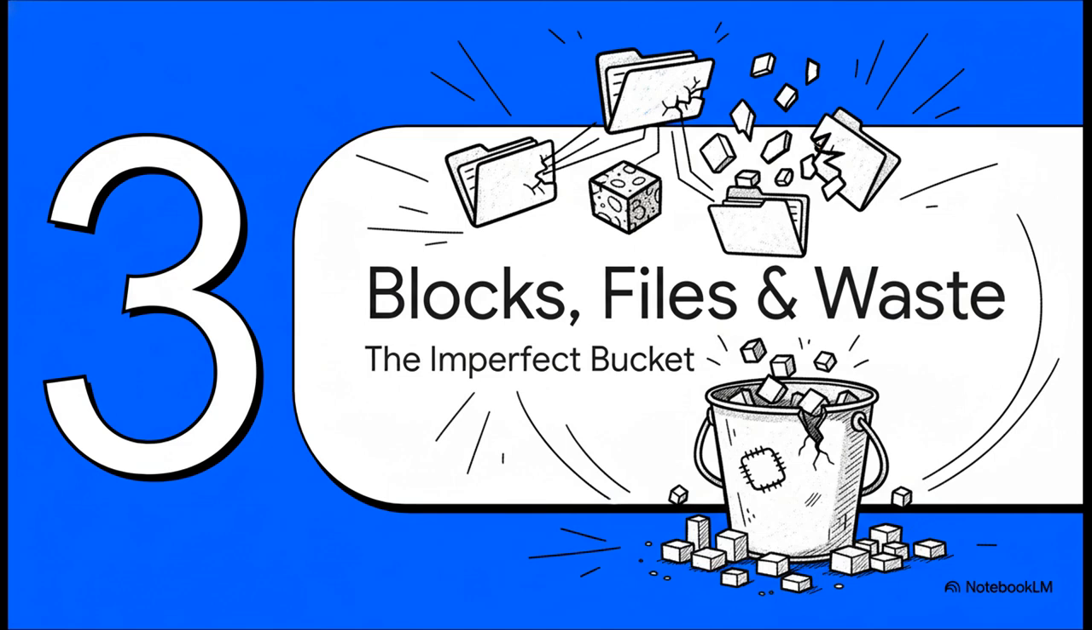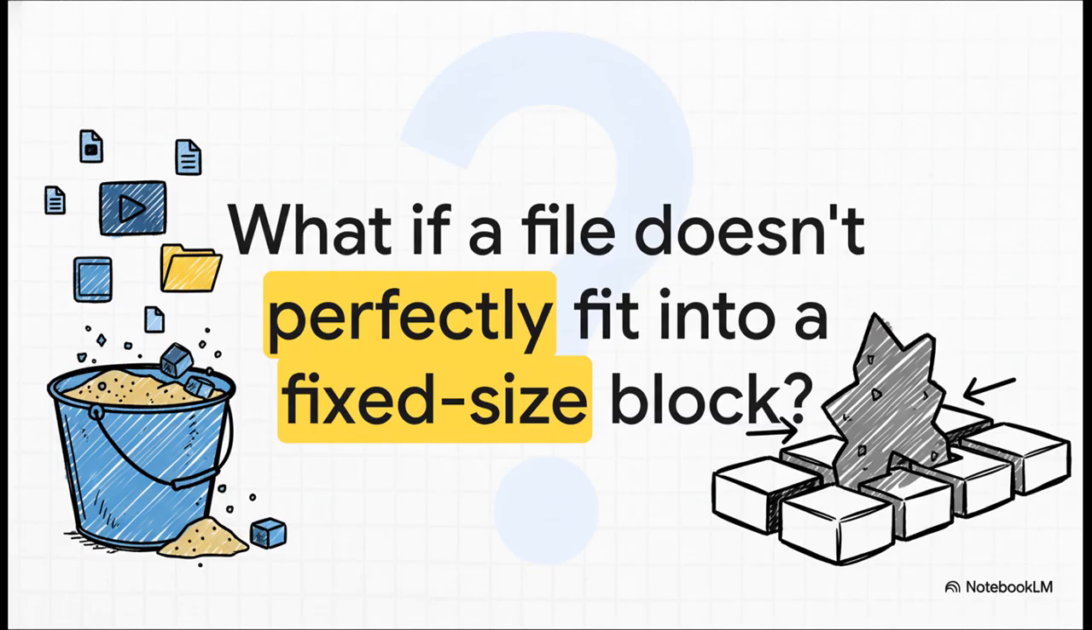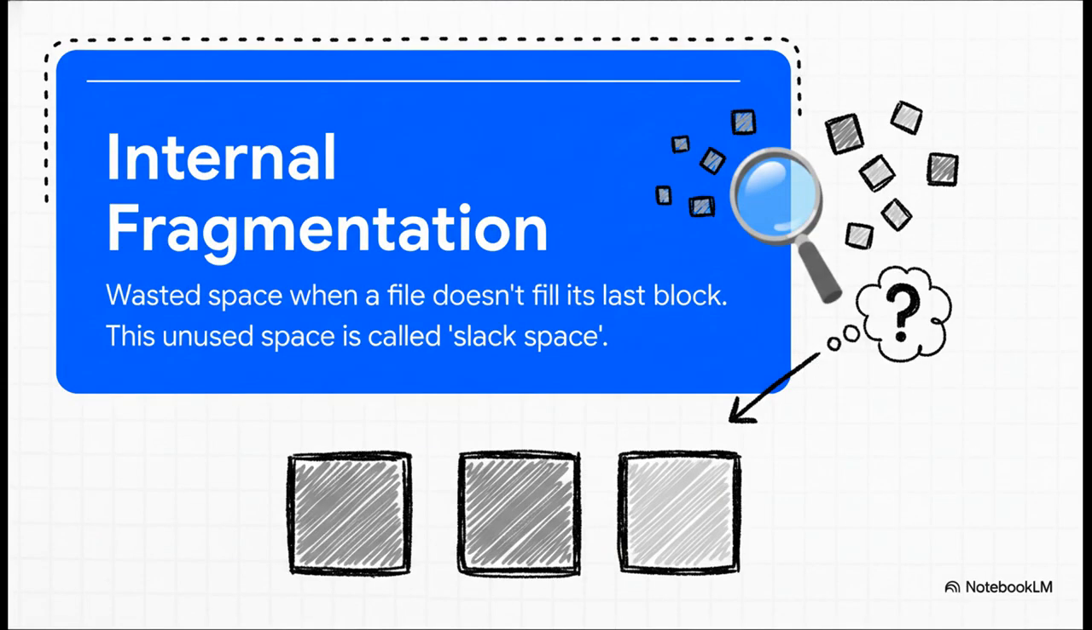Having this fixed-sized bucket, well, it creates its own unique set of problems. And that brings us to our next chapter, blocks, files, and waste. And here's the million-dollar question. Your files come in every size imaginable, right? A tiny text file could be just a few bytes, a video could be gigabytes. So what happens when the amount of sand you have doesn't perfectly fill up the bucket? Well, that leads to a little problem called internal fragmentation. Any space left over inside a block is just wasted. Gone. You can't use that empty bit for another file or anything. It's just empty. This leftover space even has a name, slack space.